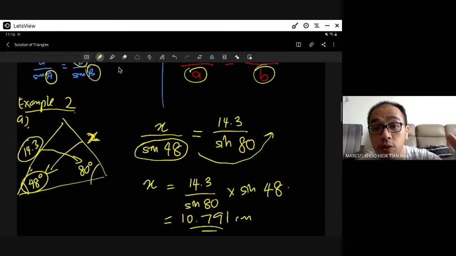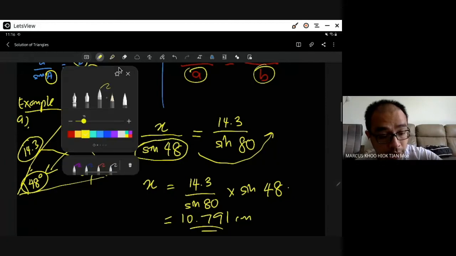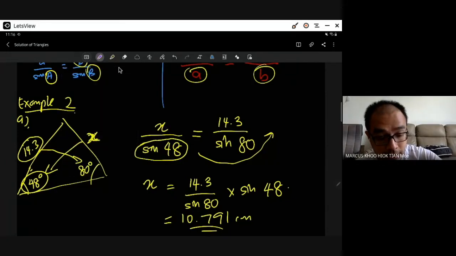So you see the rule is very easy to use. Everything depends on what you want to find. If you want to find the side, then that's the first thing that you write. You write the side first.